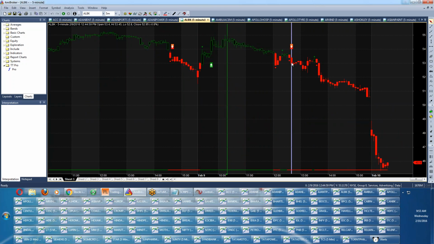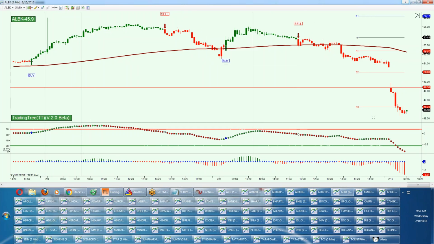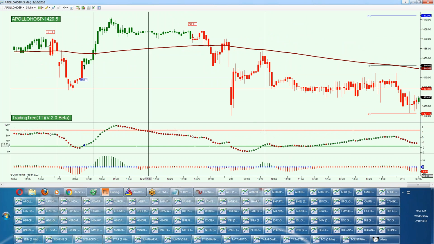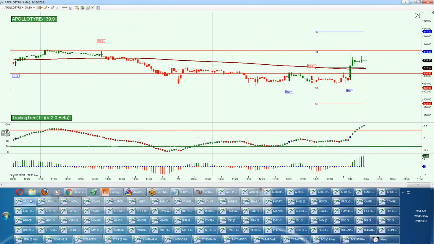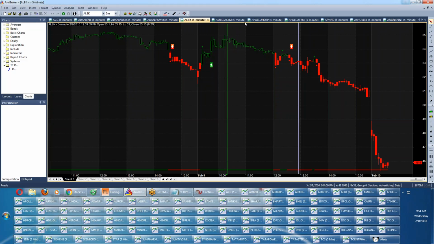So LBK, I have a sell here, and if you compare that with your chart here, both are similar, so there is no fuss about this. That's Ambuja Cement, Apollo. Apollo Tire has not triggered still. It's Arvind.